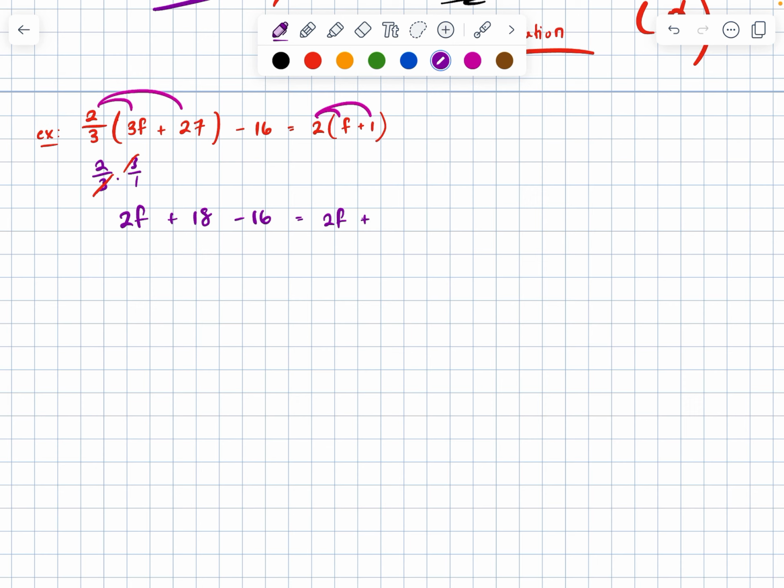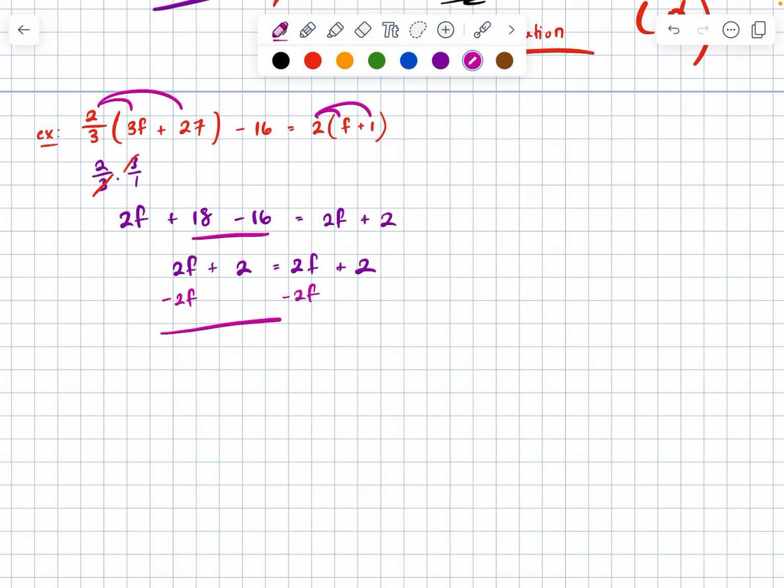And then on the right, I have my 2. I'll distribute it. That becomes 2f plus 2. Again here, like terms on the left, I can combine. 2f plus 2 equals 2f plus 2. And here, you're functionally done if you realize what case we're in.